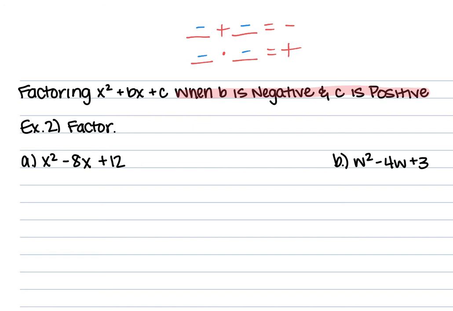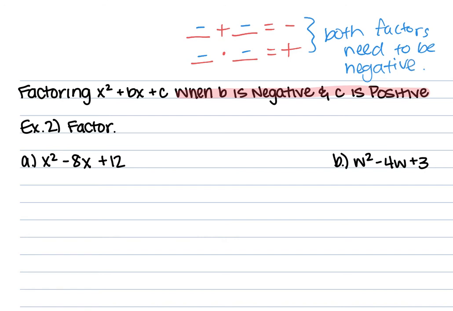If one was negative and one was positive, what would our C have to be? Negative, right? But it's positive, okay? So in this case, you know both of your factors have to be negative. Cool? And I want you to write that down. Both factors need to be negative. Are we all okay with how I got that logic? We're Gucci?